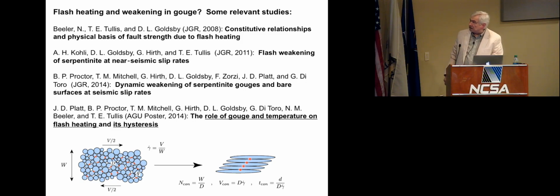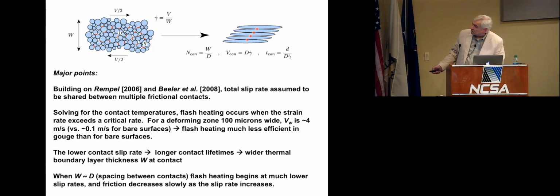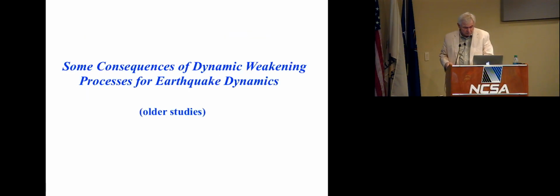Now, it probably is not an important process, the same investigators have concluded, for gouge, in the sense that if deformation is really distributed through gouge, you have hordes of contacts. Let's see if I have a punchline I can read you on this. Yes, the total slip in a simple model is assumed to be shared between all of the contacts, but you do get a prediction of flash heating, but the rate to achieve it is rather high, of the order of 4 meters a second versus 0.1 meter a second for bare surfaces. And it's simply a much less efficient process in gouge. So for flash heating to be important, we probably do need something pretty close to bare rock touching bare rock.